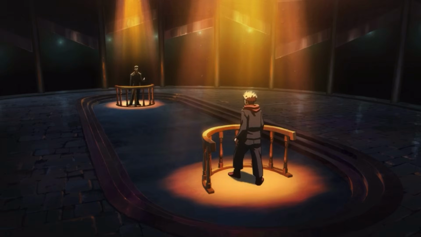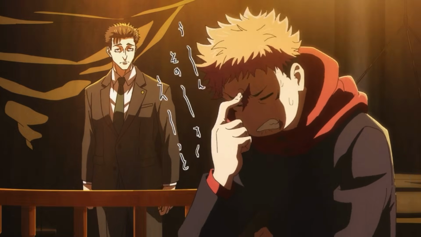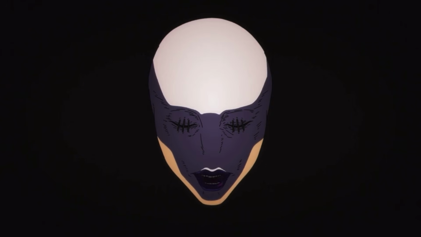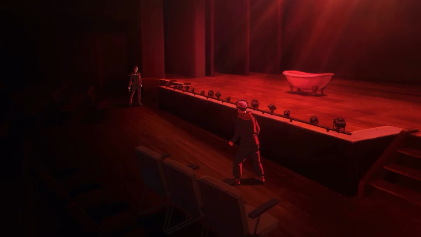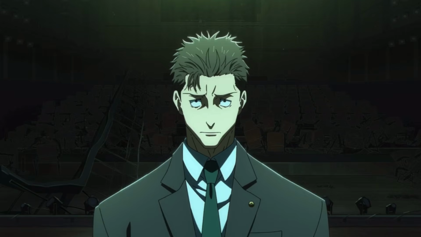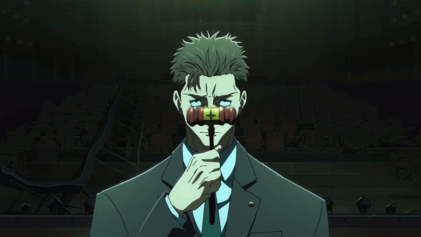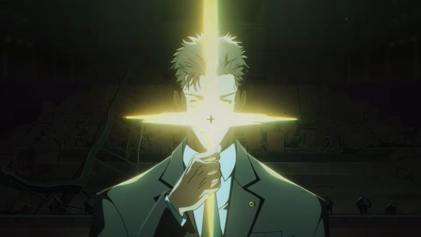Higuruma's Deadly Sentencing transforms the battlefield into a courtroom where both combatants must participate in a trial. The Domain Shikigami Judgeman examines the evidence before delivering a binding verdict that can strip the defendant of their cursed technique, confiscate cursed tools, and in the most severe case, grant Higuruma the Executioner's Sword, a weapon capable of killing its target with a single strike.